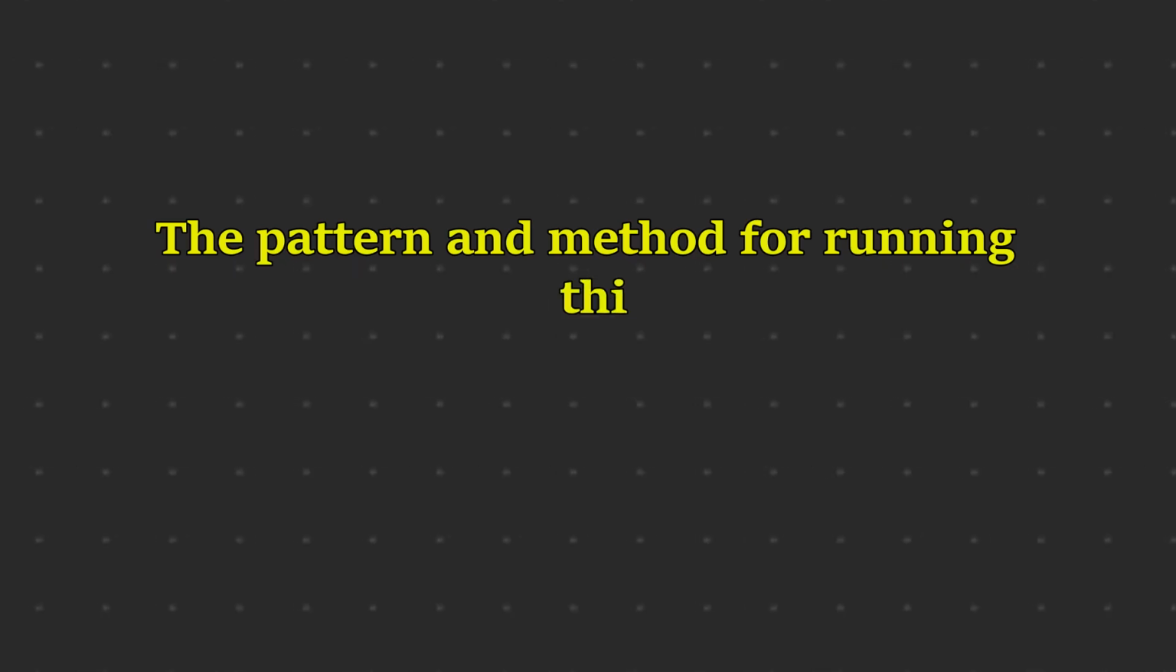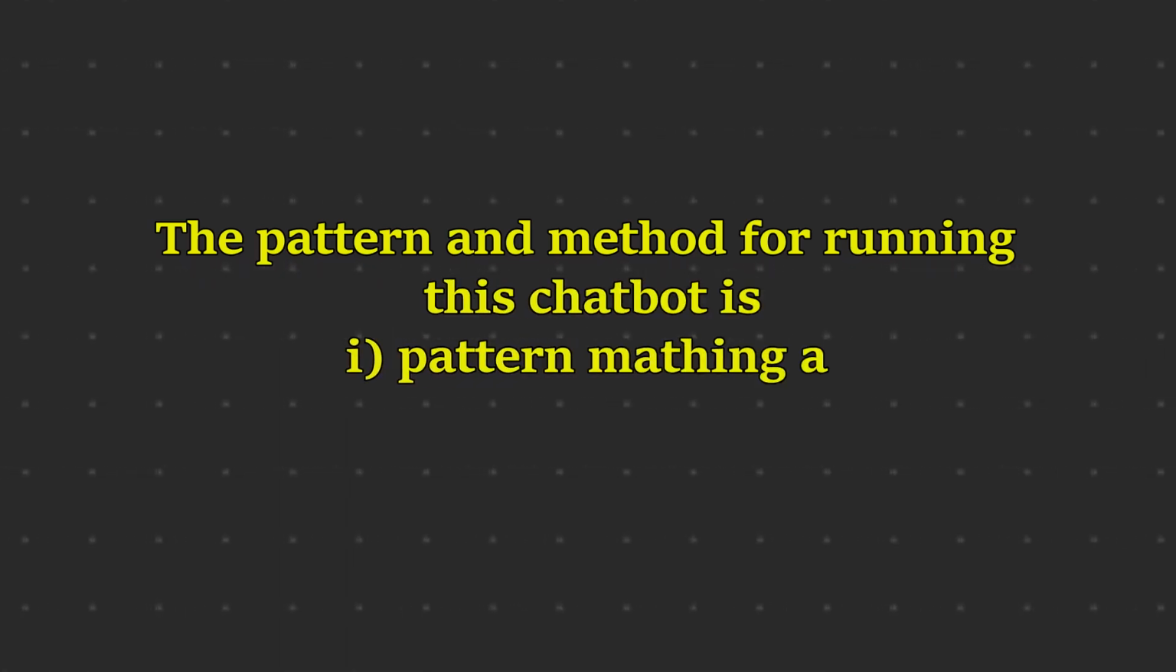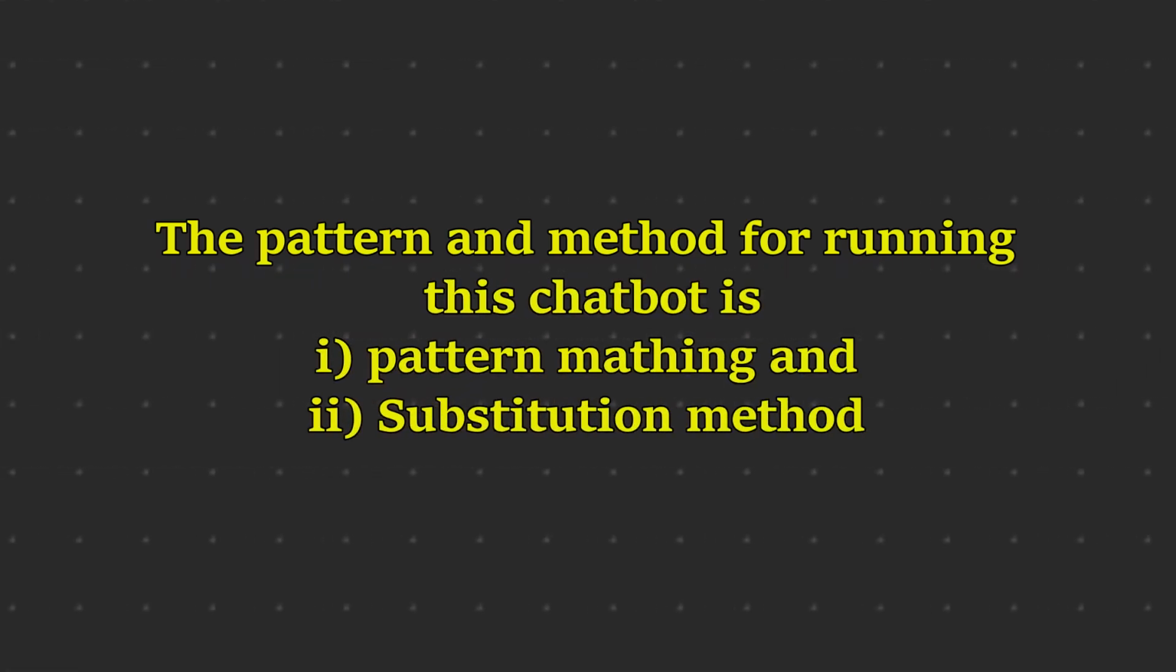When you type a sentence into the Eliza chatbot, it searches for a keyword. Based on the keyword input, it generates a responsive output for the respective keywords. This was the working pattern. The methods used for running this Eliza chatbot are pattern matching and substitution methods. Based on this, many things have been done.